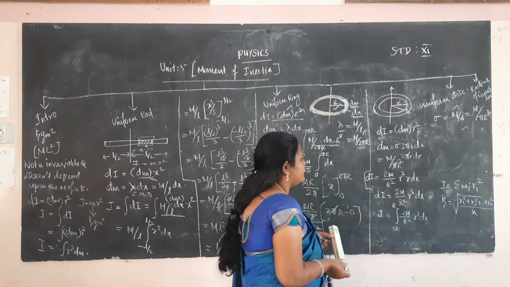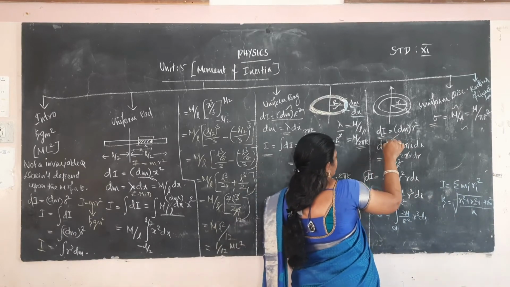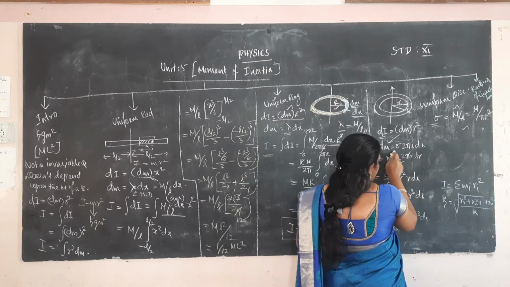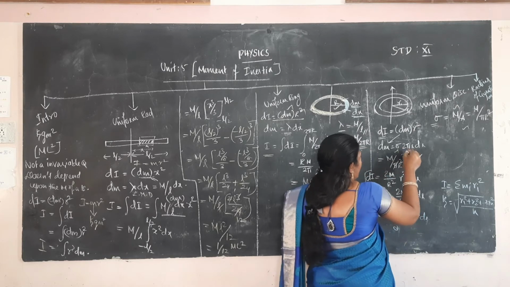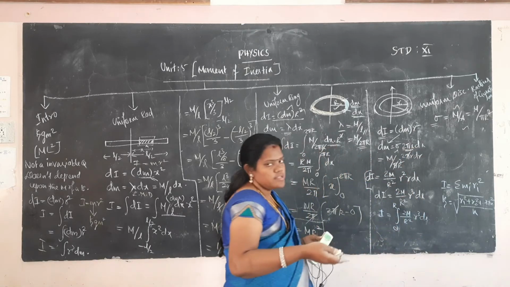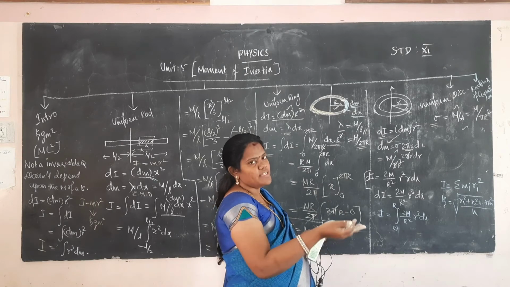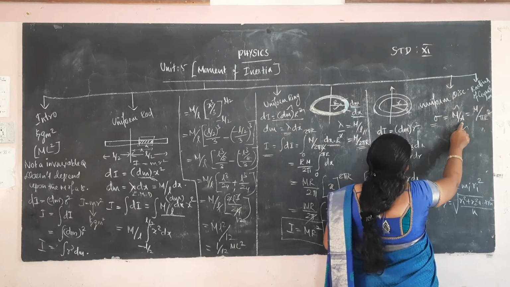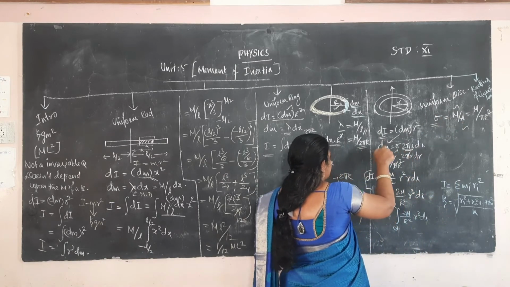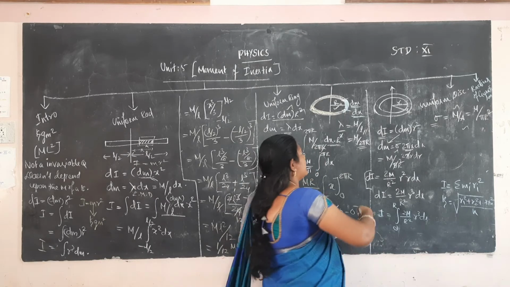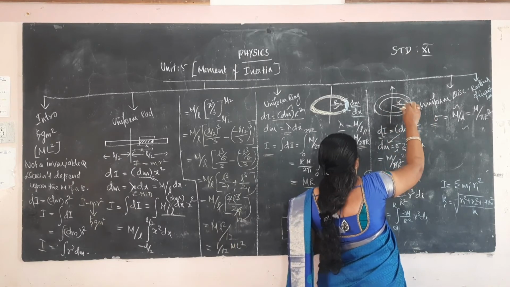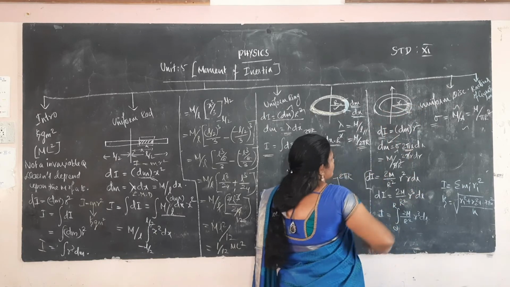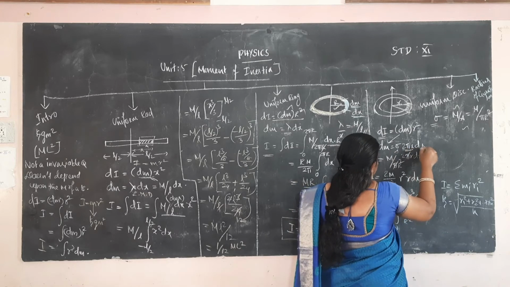Now we want to calculate the dm value. dm is equal to sigma, the surface mass density, times the circumference of the disk, because the dm value will be considered at the outside only. So we also want to calculate the circumference. So dm is sigma into 2 pi r into dr.